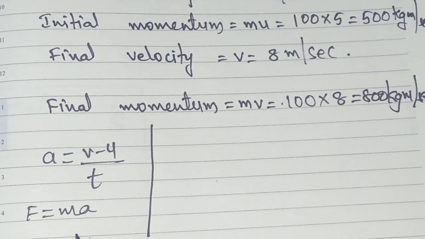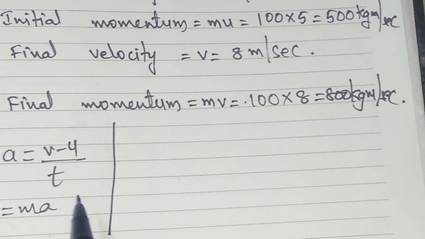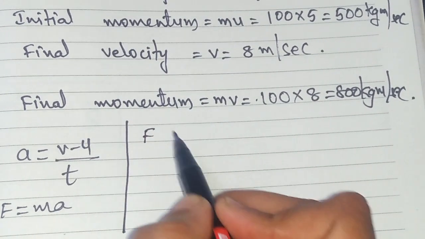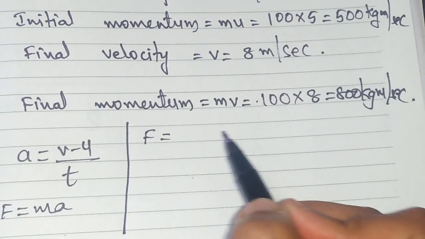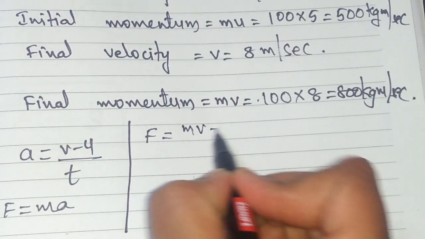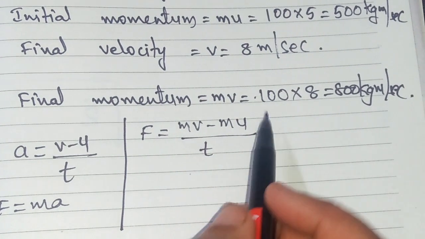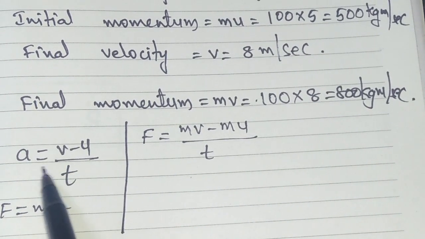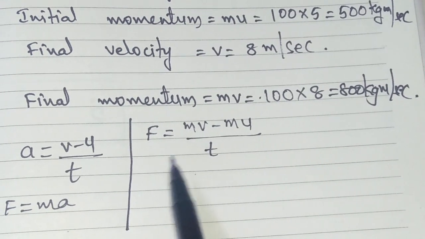We will substitute there. But instead of doing all this, we will use what we have learnt in Newton's second law of motion. What we have learned there? Force is directly proportional to the rate of change in momentum. So what we can do here? F is equal to (mv minus mu) by t, the rate of change of momentum. Already we have this mv value, mu value, and t value also is given. So instead of finding out the a value separately, we can do it like this.